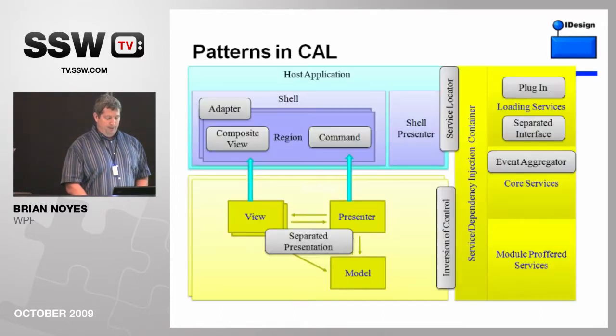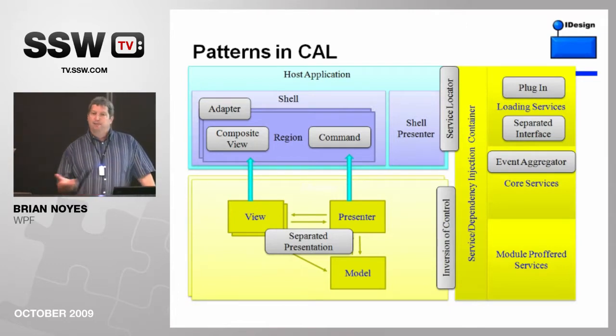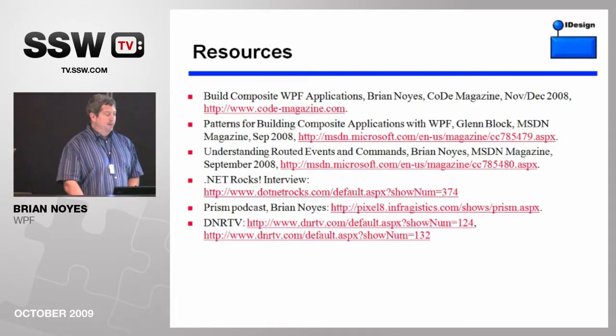Don't really have time to go through all the different separated presentation patterns, but just realize under the covers in Cal, lots of other patterns going on. Patterns and practices, that is their first name. So under the covers, we're using adapter, command. Those are from Gang of 4, service locator, and inversion of control. Separated presentation is kind of a meta pattern for model view controller, model view presenter, model view model. This shows model view presenter. Plugin, separated interface, event aggregator, these are all formally documented patterns that we're just providing a pre-built implementation to do in WPF or Silverlight.